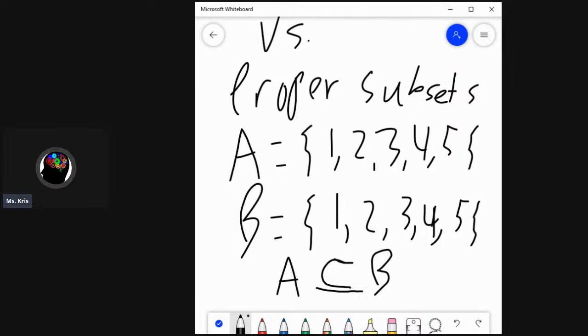Any questions on subsets? Now, what makes it a proper subset?